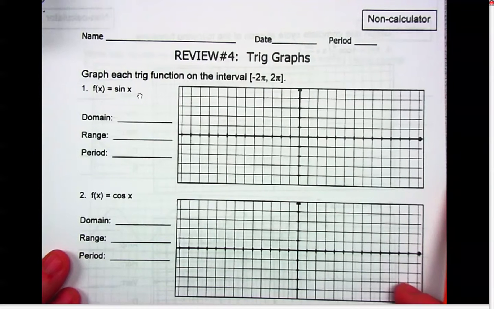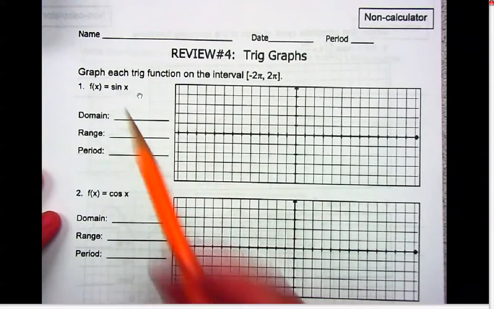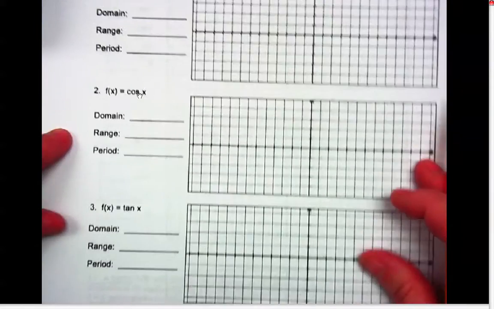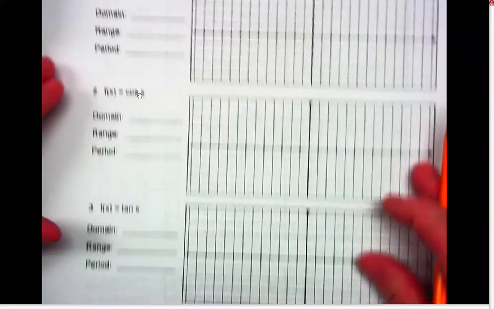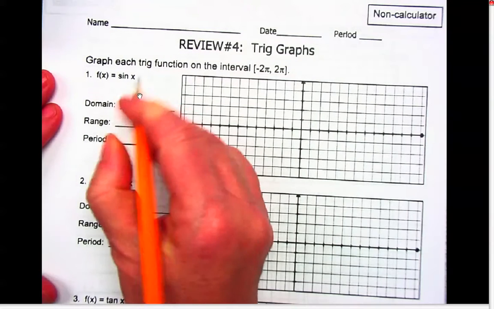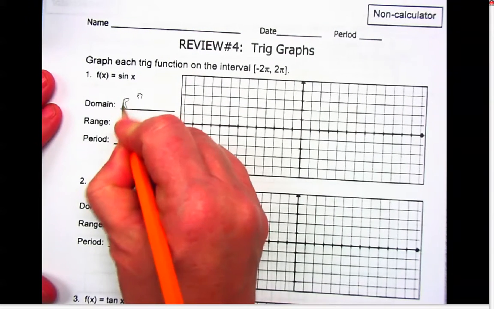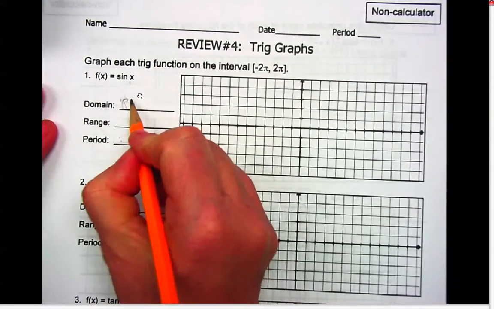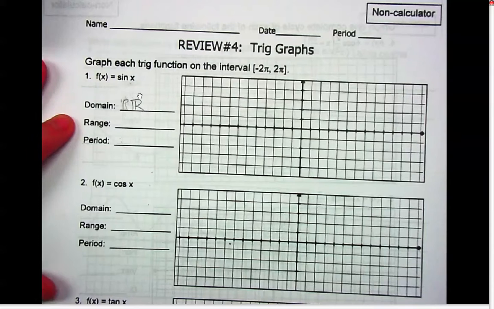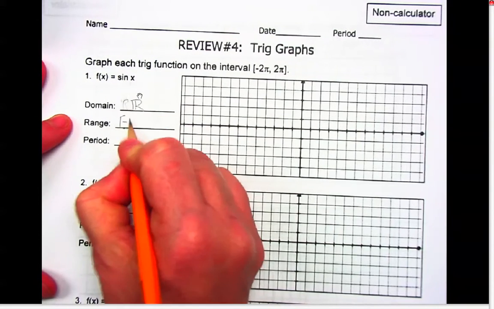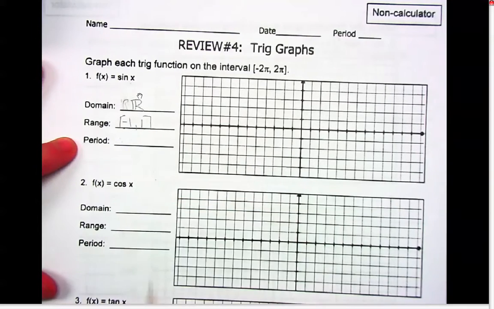Okay, this is review number 4, trig graphs for the test. You've got your sine graph, cosine graph, and tangent graph, and you have to know how to graph all of these. The domain for the sine graph is all real numbers, because it goes on forever in both directions. Let's see if I can write this down right. The range has an amplitude of 1 in front, so it'd be -1 to 1. And the period would be 2 pi.